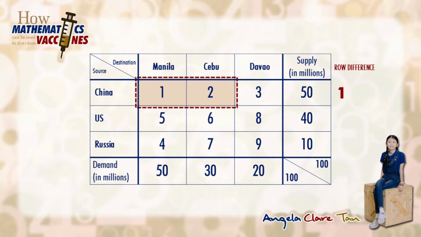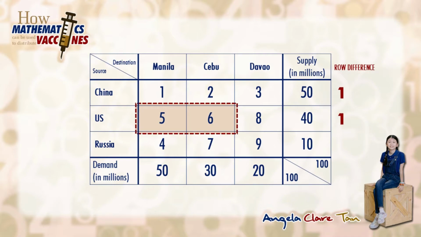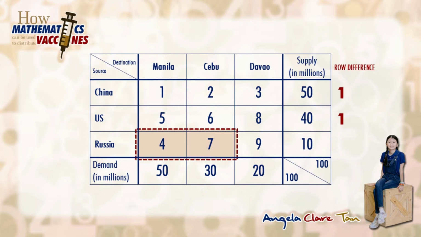In the second row, the least value is 5, and the second least value is 6. 6 minus 5 equals 1. We write 1 again. In the third row, the least value is 4, and the second least value is 7. 7 minus 4 equals 3, so we write 3 in the row difference. We do the same for the columns to find the column difference.